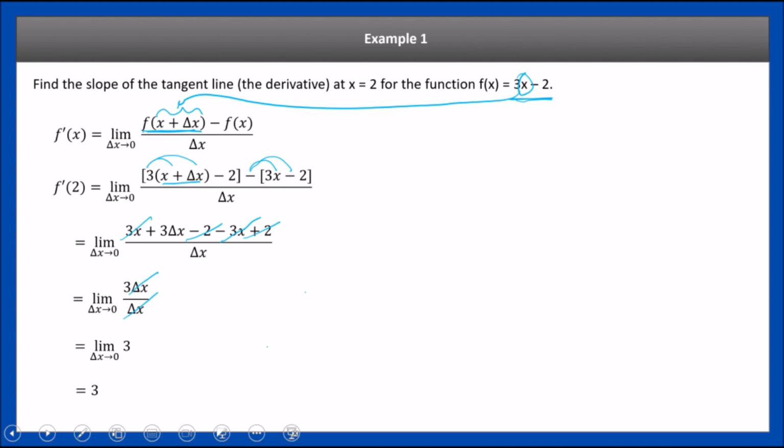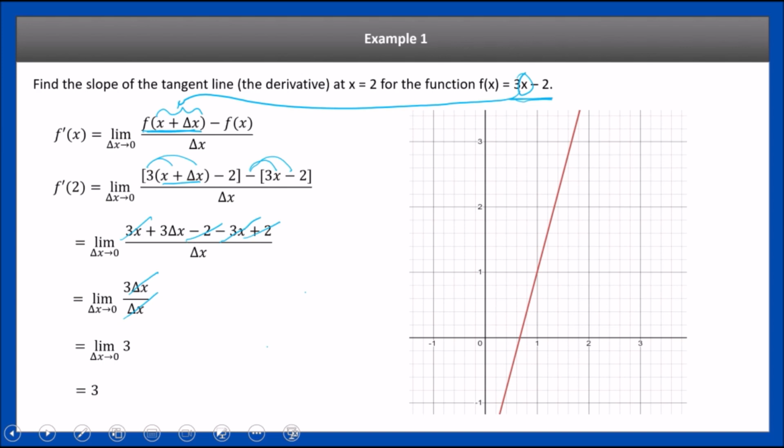The slope is 3. And if you think about it, that makes sense because 3x minus 2 is just a line. This is just a line, which is drawn here. What's the slope of a line? The slope of the line is constant. The slope of the line is the same everywhere.